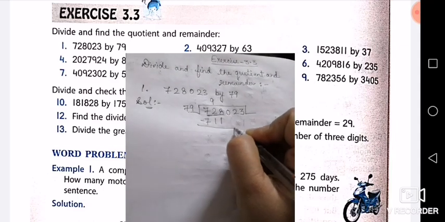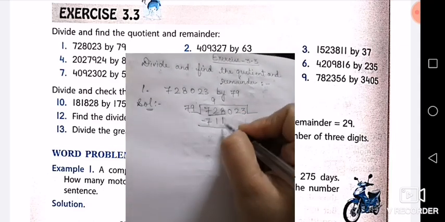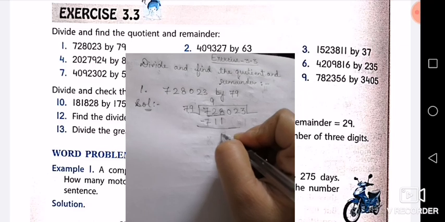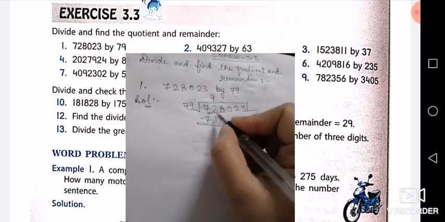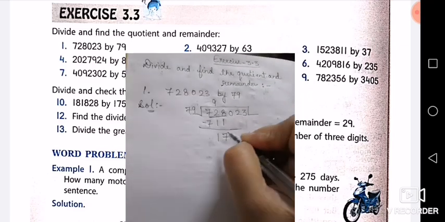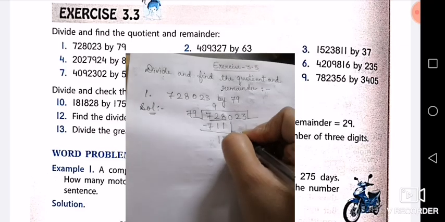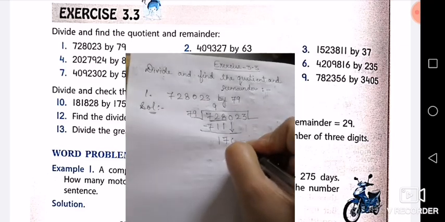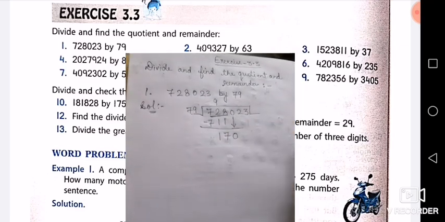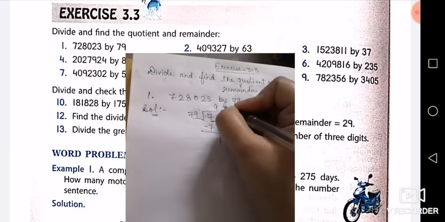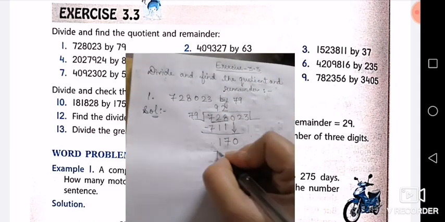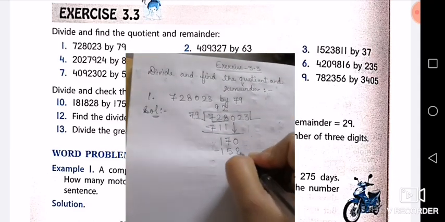Then I'll do the subtraction now. Now 8 minus 1. Yes, it is correct. That is 7. 2 minus 1, 1. So now what will we get down? 0 will get down. So now 170 is nearer to 2. So 2 times will be 158.